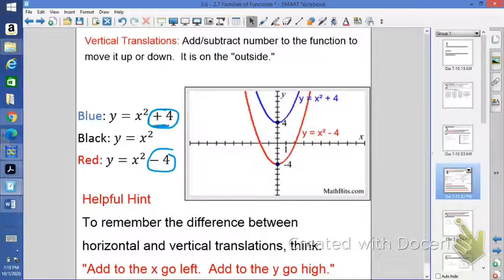So this plus 4, it's hanging off at the end. We're moving the parent function, which would be right here, we're moving it up 4. And then the opposite would be true. If we're subtracting from the y, we're going down.